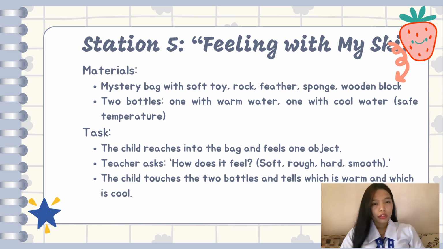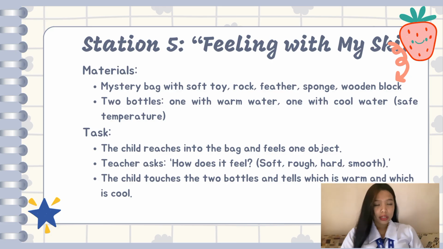In this station, the children will use their skin to tell textures and temperatures. The materials needed for this station are the mystery bag with soft toys, rock, feather, sponge, and wooden blocks, and also 2 bottles, one with warm water and one with cool water. And you need to make sure that it is a safe temperature for children.